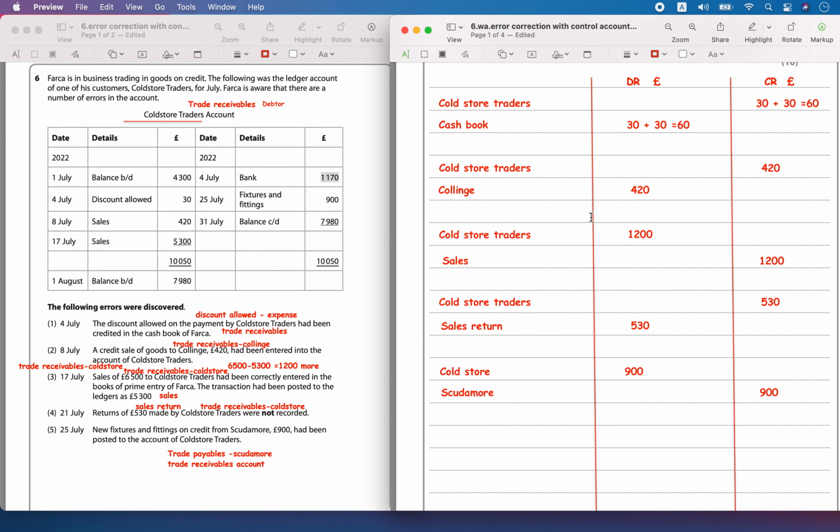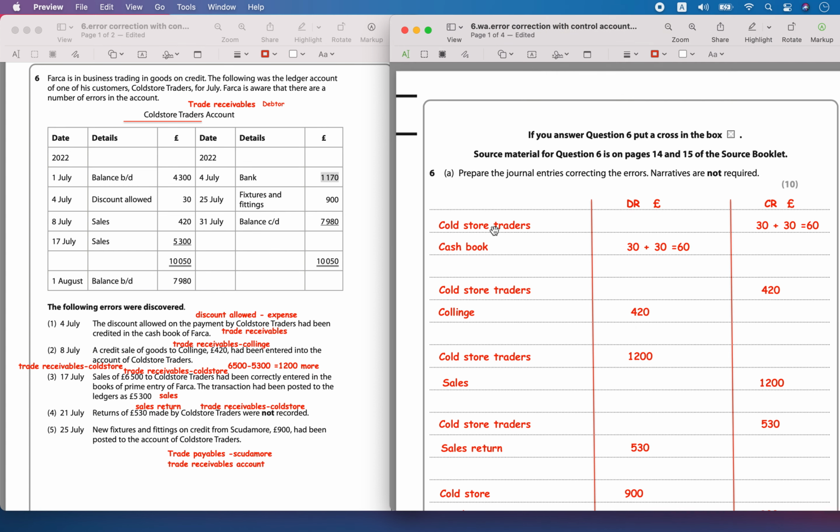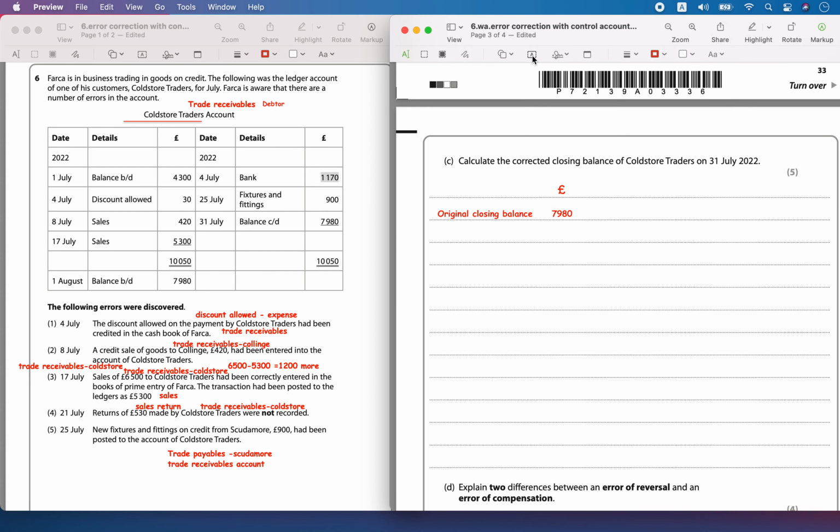Now whatever we had entered in the journal entries we are supposed to correct. So whatever we have entered for the cold store on the credit side, I'm going to subtract, and whatever we have entered for the cold store on the debit side, I'm going to add. The first entry was the cash book, for the discount allowed, so let's correct that entry. That entry was negative 60.